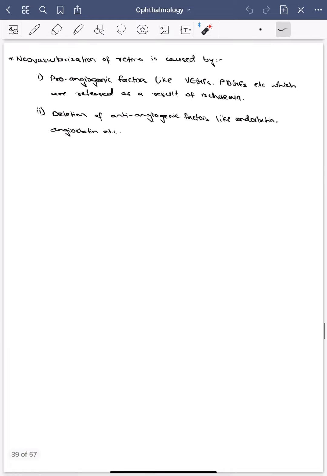And the pathogenesis also involves neovascularization of the retina. One of the features of diabetic retinopathy is neovascularization, and this is caused by proangiogenic factors like vascular endothelial growth factor or platelet derived growth factors, etc., which are released as a result of ischemia. And the second is due to depletion of anti-angiogenic factors like endostatin and angiostatin. Okay, so in diabetic retinopathy there is formation of new vessels, that is, neovascularization, and this is due to activity of the proangiogenic factors and depletion of the anti-angiogenic factors.